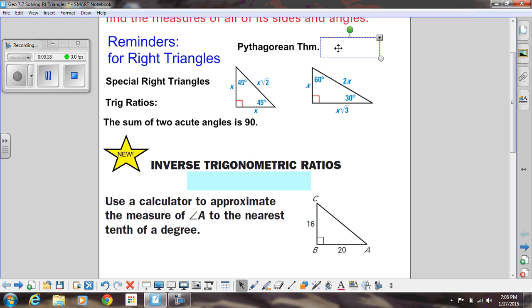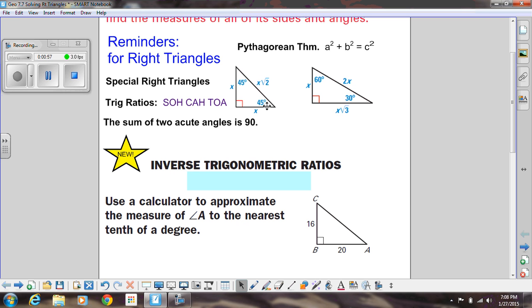So we've got the Pythagorean Theorem. Don't forget about that. Remember, that helps us find any of the sides as long as we know two of them. We've got the special right triangles. Remember the 45, 45, 90 and the 30, 60, 90 that we've already learned about. We've got trig ratios. Remember the SOHCAHTOA. And again, that helps us find sides. And then we also know that the sum of the two acute angles is 90.